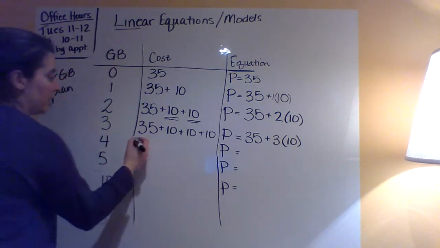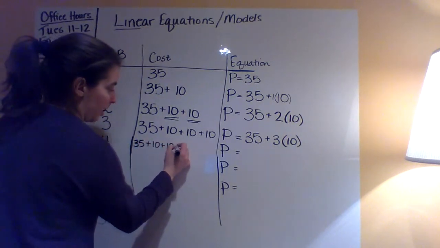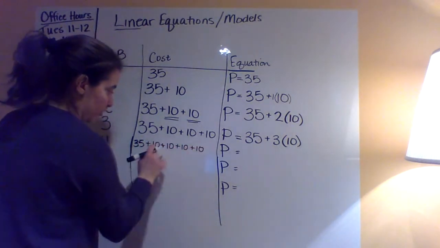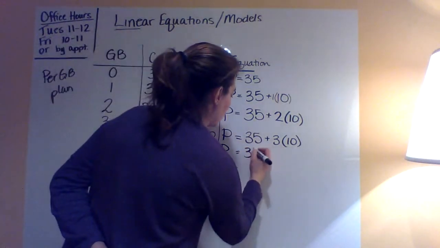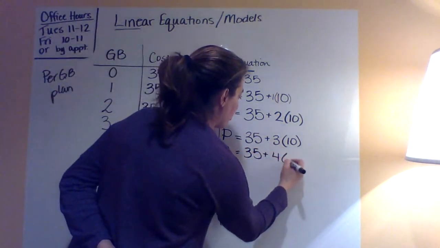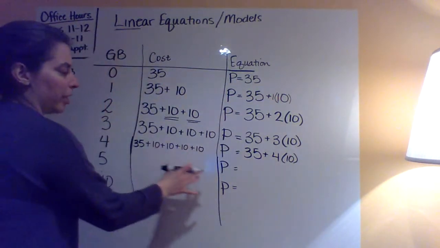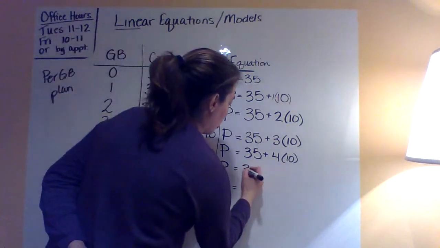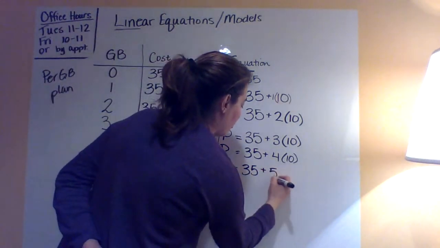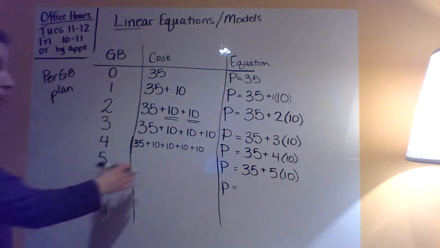Okay, so if we're doing this middle part, it's 35 plus, now I'm writing a little smaller because I have 4 gigabytes, 4 tens to write there. I can use this pattern to say 4 times 10. So now let's stop doing this for a minute and just come over to this part. If we have 5 gigabytes, I'm going to pay $35 plus 5 times 10. I could still write it out, same thing.